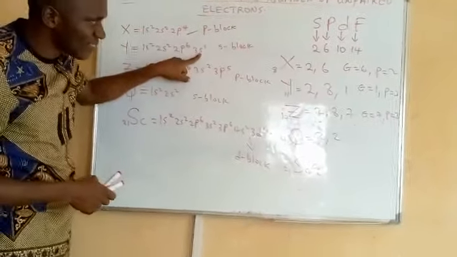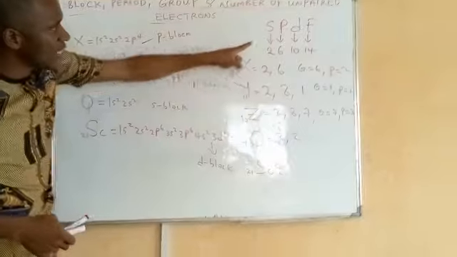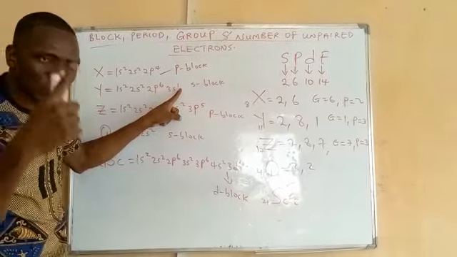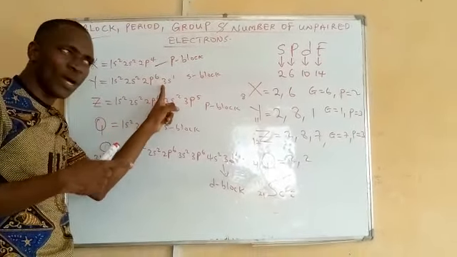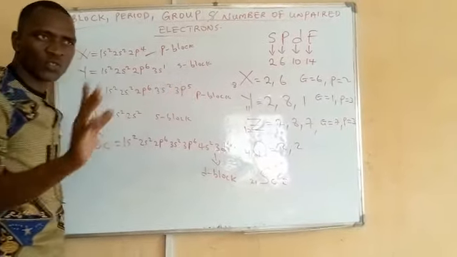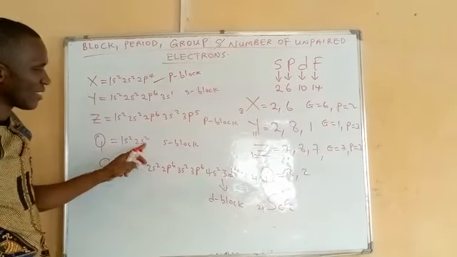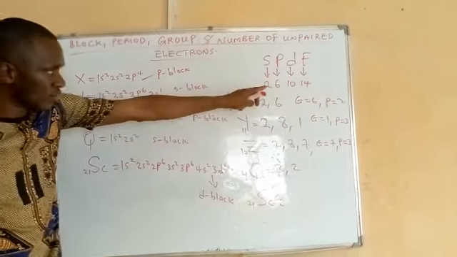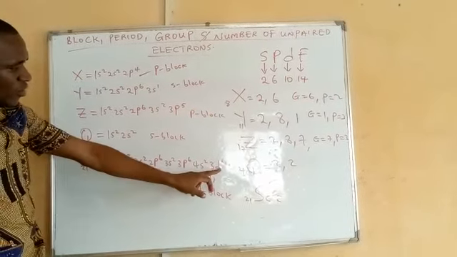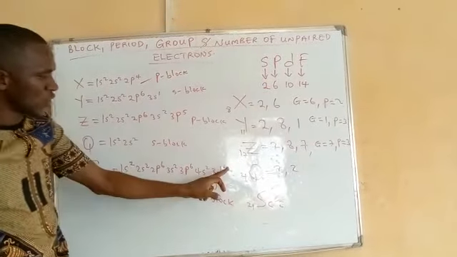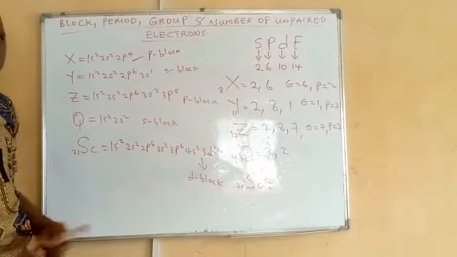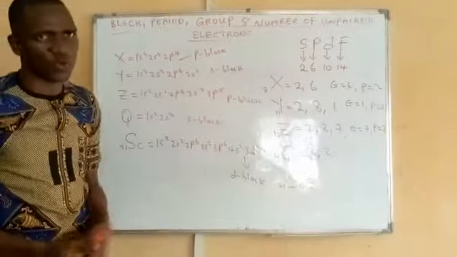For this one, it stops at S and the electron is carrying 1. S can carry a maximum of 2, but it has only 1. So how many will it need to get to 2? It is 1. So the number of unpaired electrons here will be 1. The number of unpaired electrons here is also 1 because P can carry 6 and this has 5. For this place, S can carry 2 and that is the number, so the number of unpaired electrons here is 0. Then for this particular one, D can carry 10 but it stops at 1, so the number of unpaired electrons is 9. So with this, you'll be able to know how to determine this. I hope that is clear. You can attempt the rest of the questions.